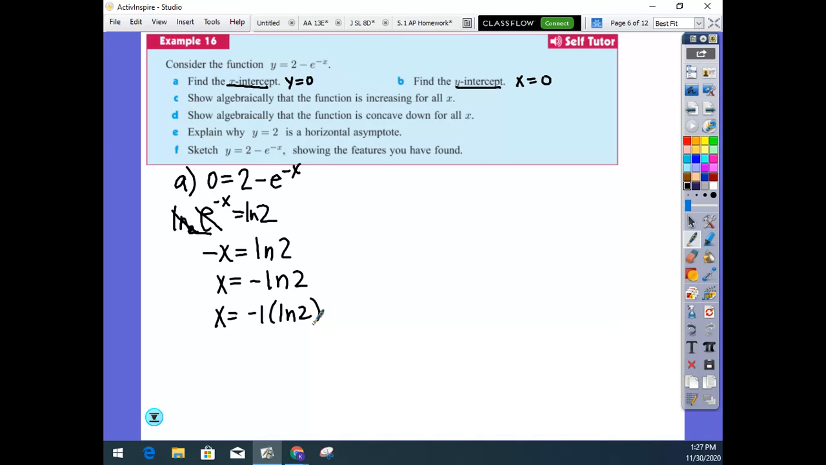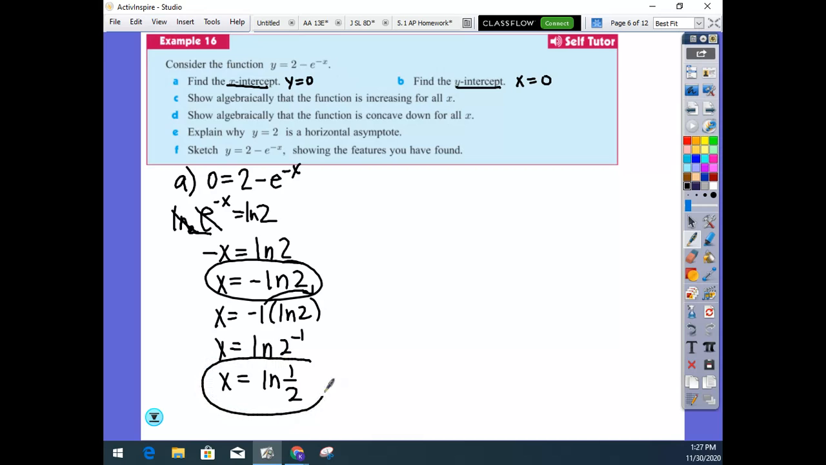Your log properties, if you look at your log properties on your formula booklet, we could move this back to being an exponent. ln 2 to the -1. And then I could replace 2 to the -1 with 1/2. This answer and this answer are the same. It's just written in a different way.